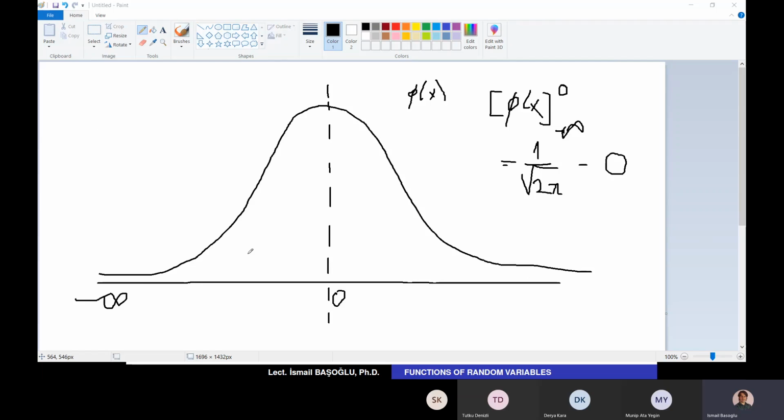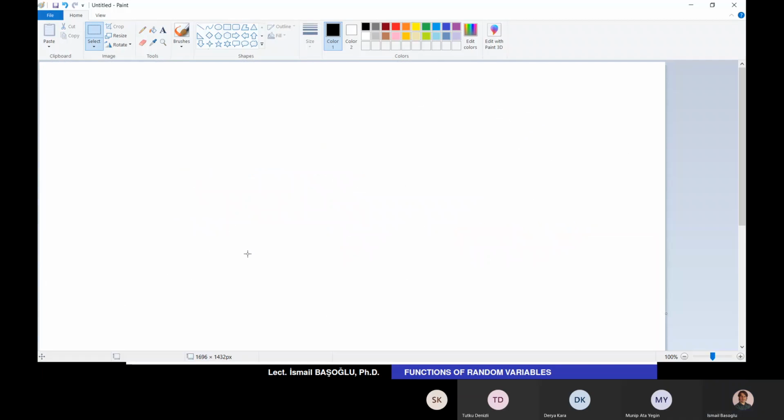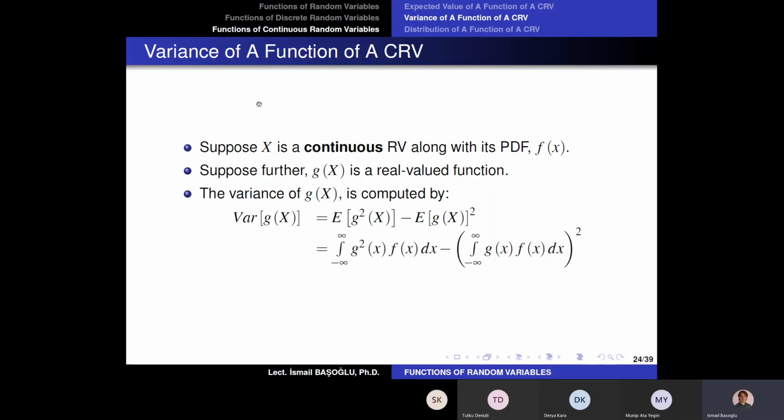Okay, so after solving this, we are going to see how we can calculate the variance of a function of a continuous random variable. Now this time, suppose x is a continuous random variable along with its probability density function f of x, and g is a real valued function which transforms our random variable into another value. And the variance of g of x is what? Again, just like the definition we have in the discrete case, it is the expected value of the square of the function of a random variable minus the square of the expected value of a function of a random variable.